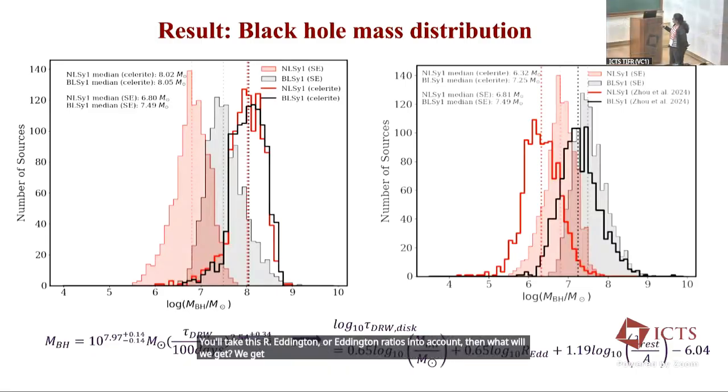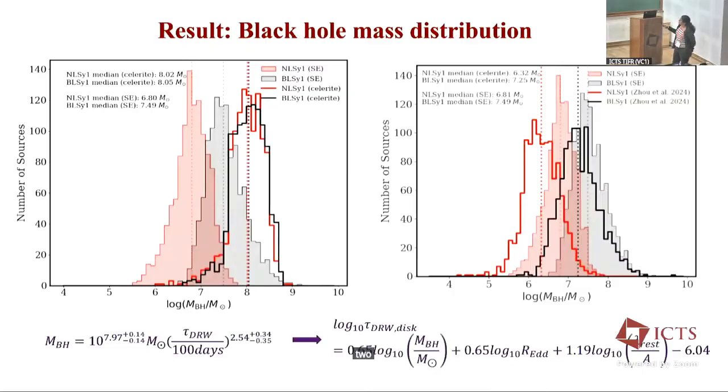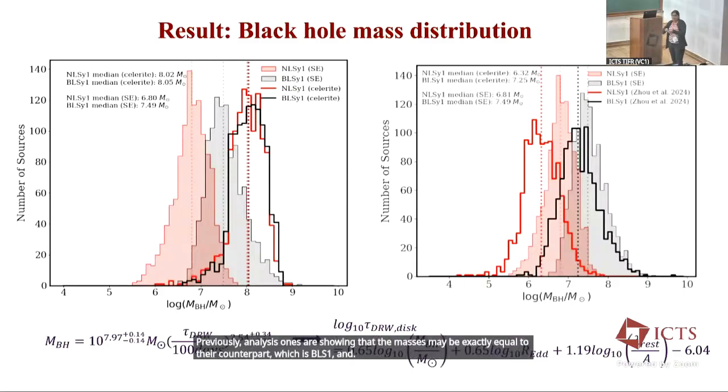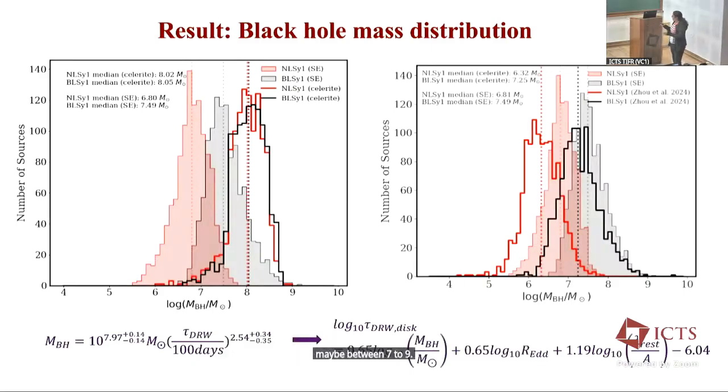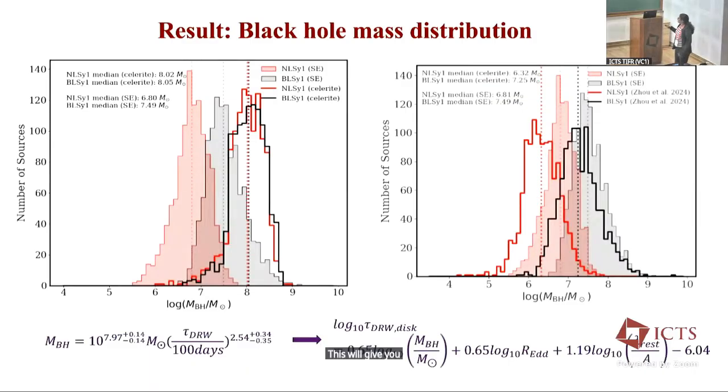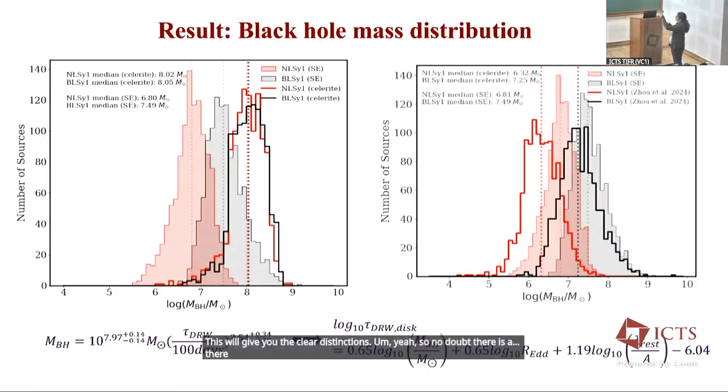We get a clear distinction between these two histograms, which previously lay on top of each other. That means previously the NLS1s were showing masses that may be exactly equal to their counterpart, the BLS1s, maybe between 10^7 and 10^9. But if we incorporate the fact that Eddington ratios may influence your results, this will give you a clear distinction. So no doubt the mass difference is there, but the point is the mass of NLS1s and BLS1s is clearly different from each other.